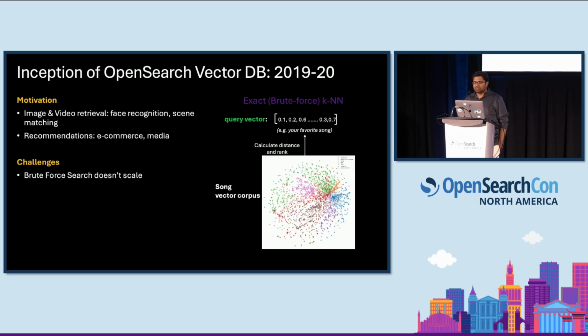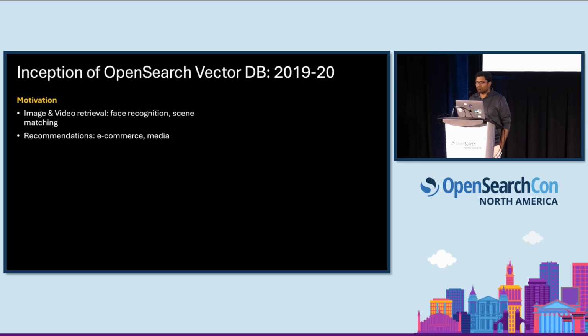The inception of OpenSearch Vector DB happened in 2019, between 2019 and 2020. The primary use case that led to the birth of Vector DB is the image and video retrieval system, primarily driven by computer vision applications. Vector search was used for finding similar images, facial recognition, and video scene matching. Then as embedding models evolved to generate vectors for audio and video, recommendation systems also evolved. Vector search was used for product, movie, and music recommendations. All these vector workloads led to a scale of tens of millions to hundreds of millions of vectors.